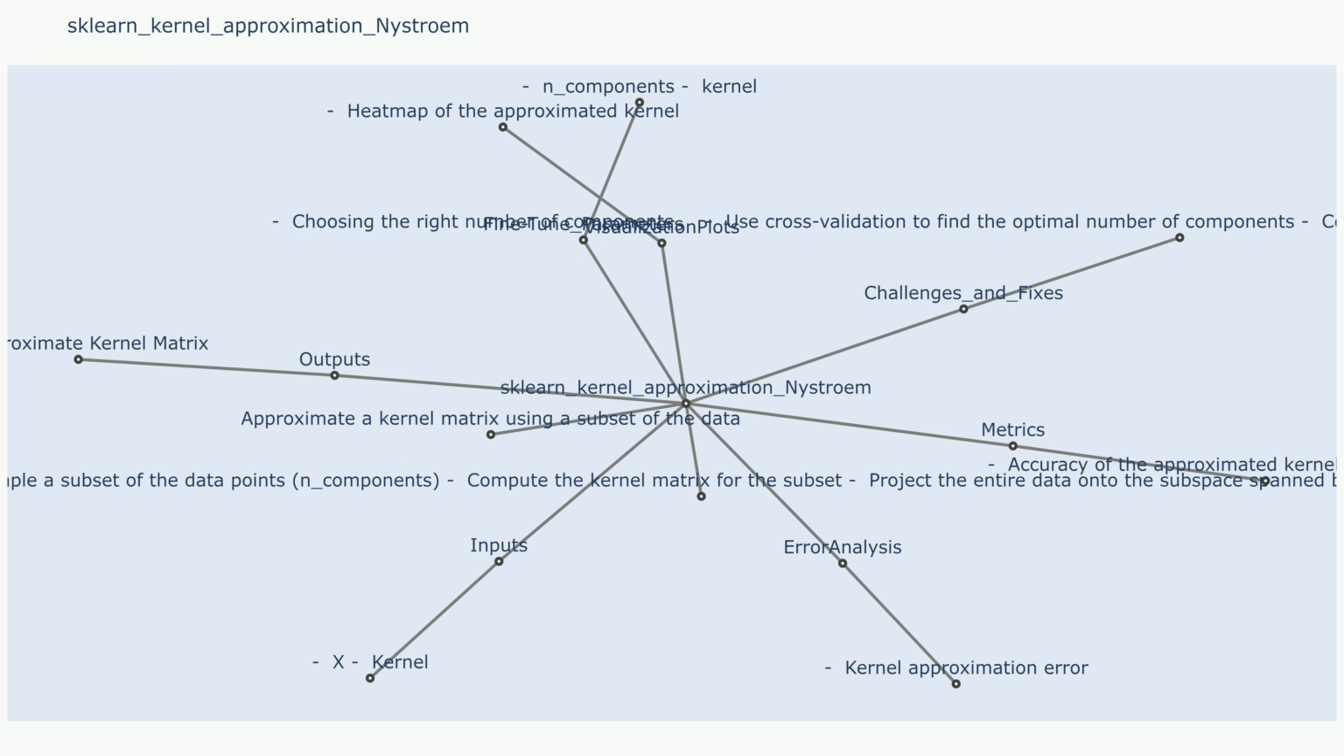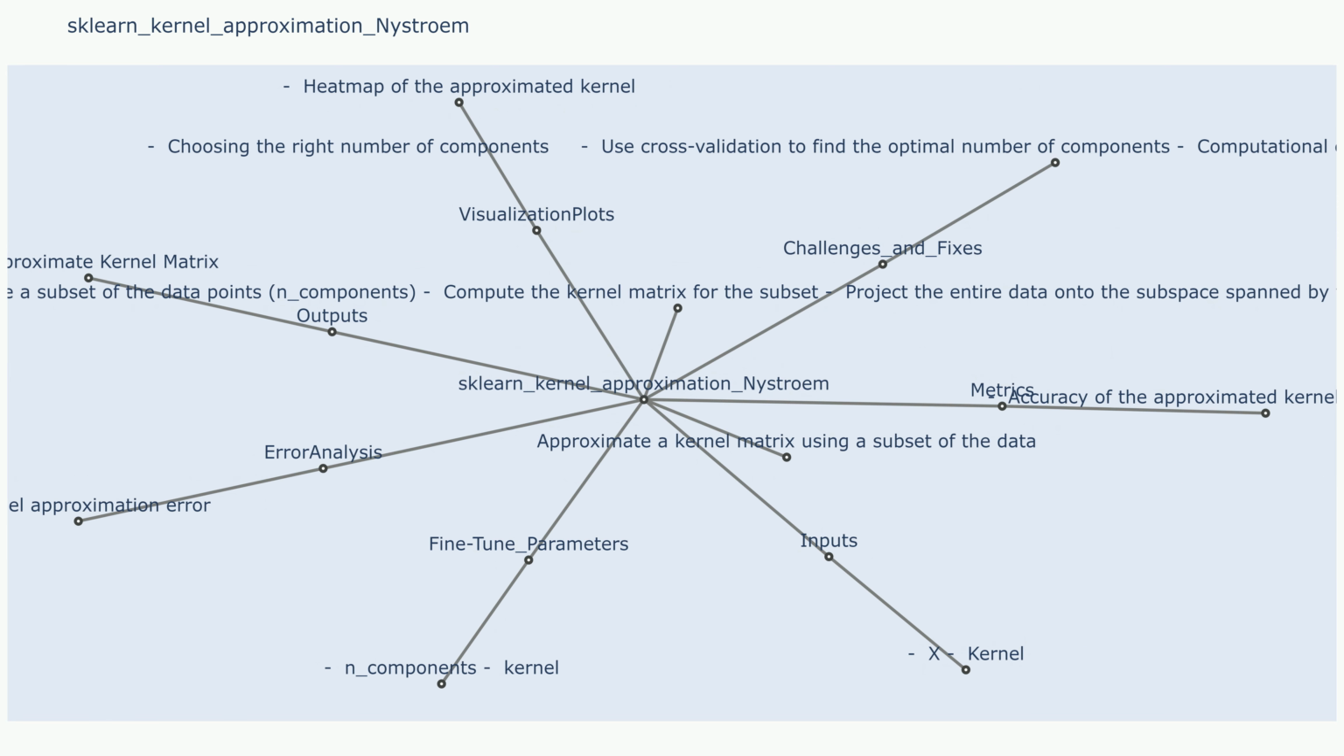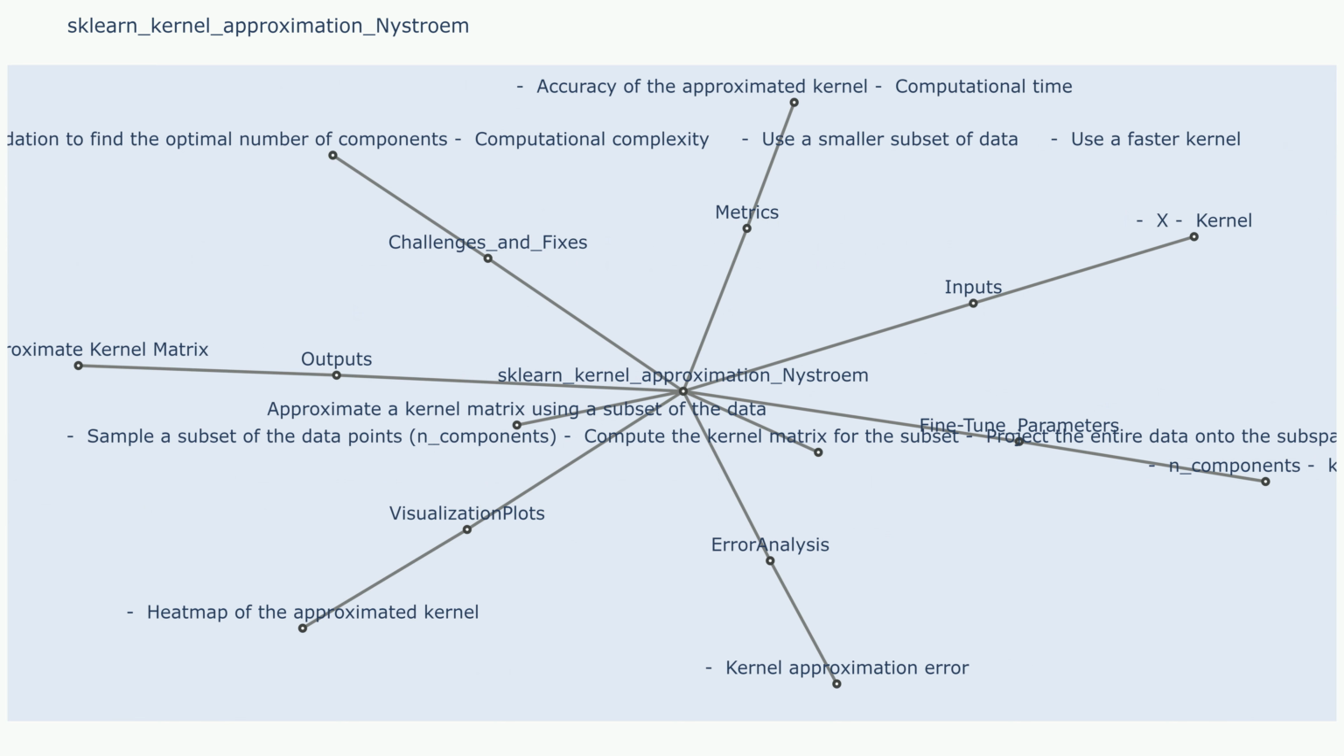Uncertainty methods. Monte Carlo dropout: train multiple Nystroem models with different random landmark selections and average their predictions to get an estimate of uncertainty. Bayesian kernel learning: use a Bayesian approach to model uncertainty in the kernel parameters.